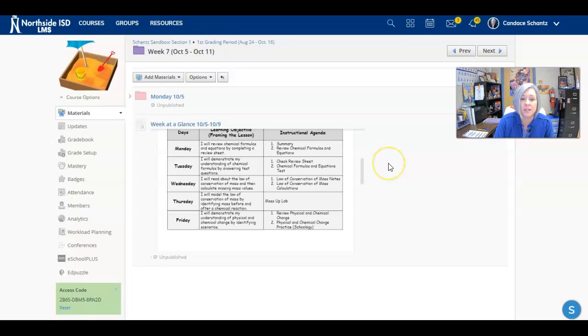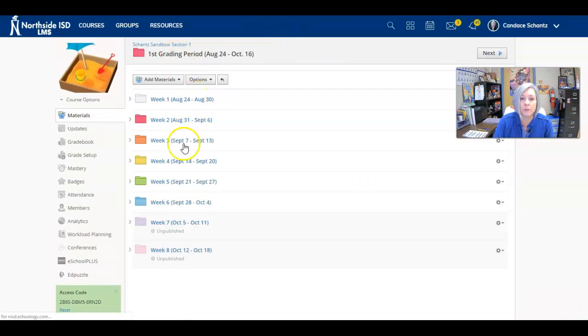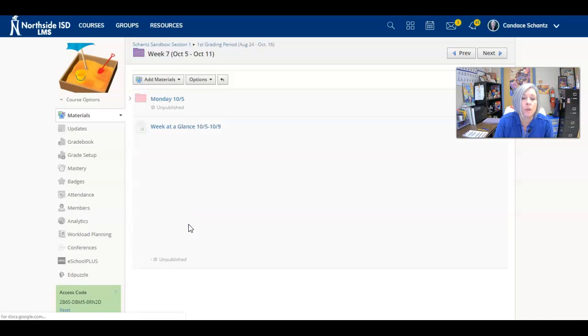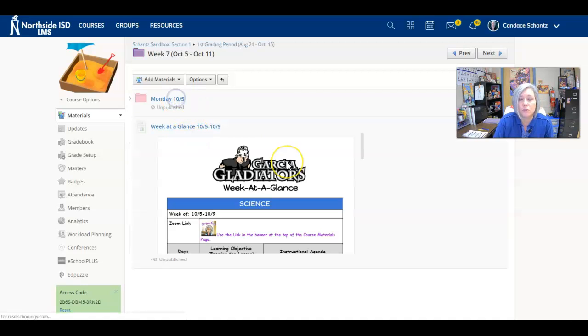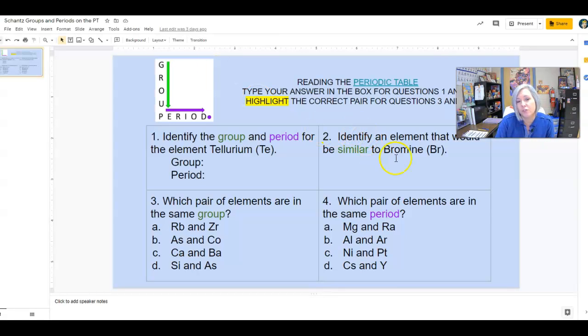So then let's look at today. If we go into the Monday, week 7, you have 2 activities to complete today. So like I said, you have the periodic table review. For the periodic table review, you're going over groups and periods, so you will need a periodic table to do this. I've linked a digital periodic table right here, but it's always best if you have your own paper copy. When you finish this, you're going to submit it, and like always, I'll put my comments back to you.